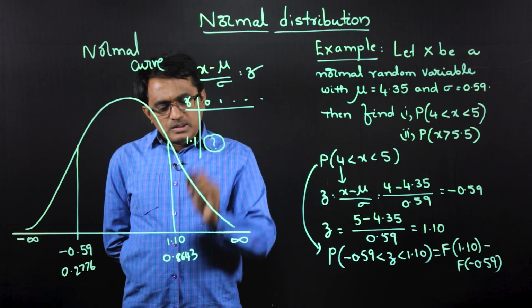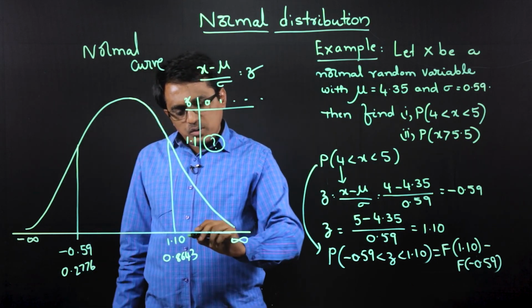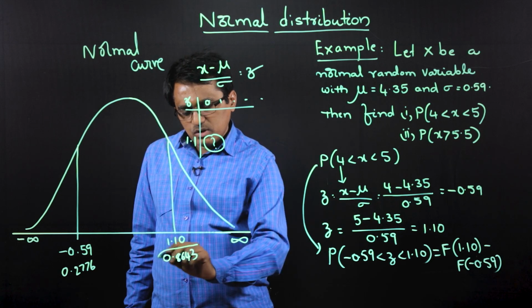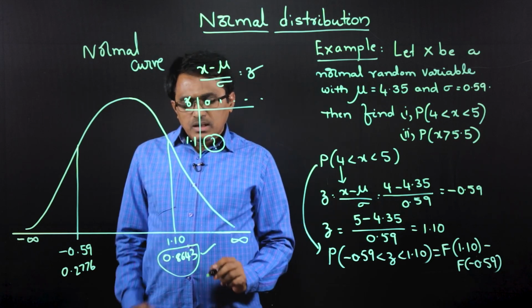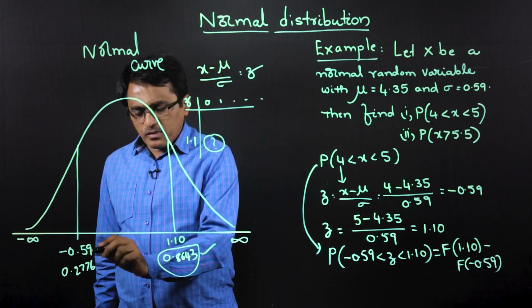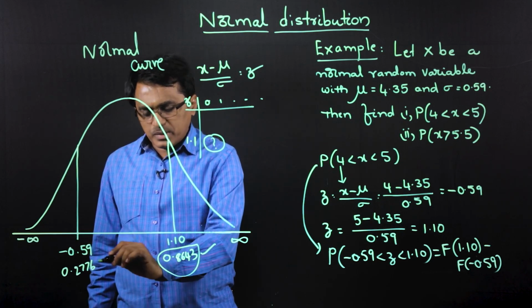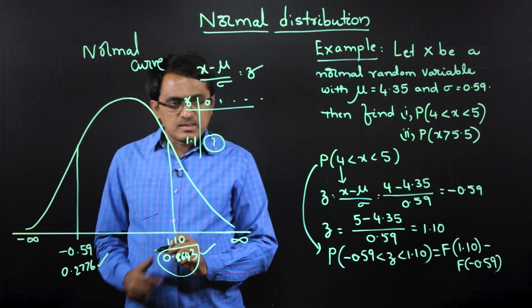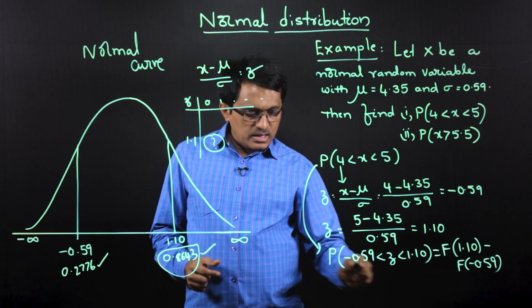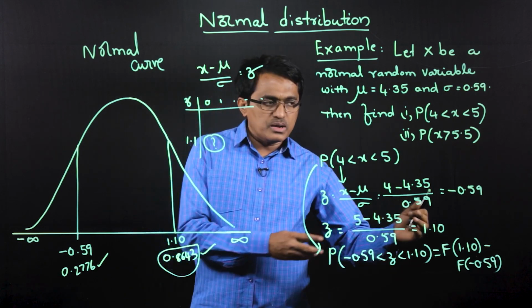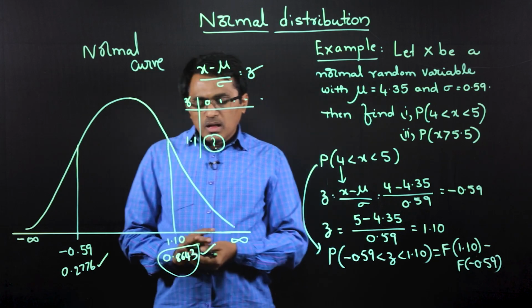From the normal distribution tables, we find the value corresponding to 1.10 is 0.8643. Similarly, for f of minus 0.59 from tables it is 0.2776. Once these values are there, then we can plug in the values and solve the problem.